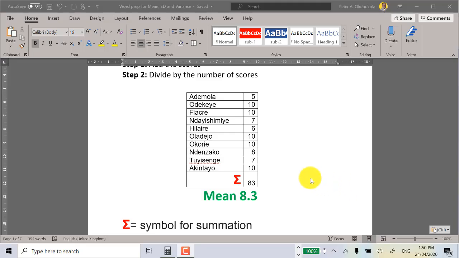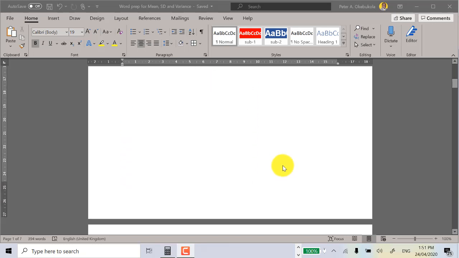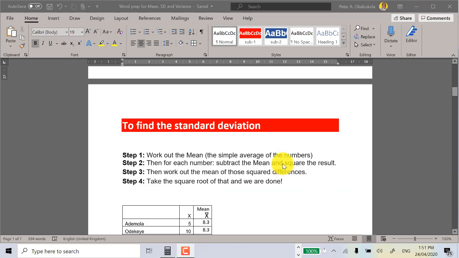So let's use the same data that we used for finding the mean. So this is the data. I will find the mean to be 8.3. What we want to do now is to find the standard deviation. There are 4 steps. You note that when we're finding the mean, we have 2 steps. Now we have 4 steps. Step number 1 is for us to find the mean, which we have done. Step number 2 is for us to find the deviation from the mean. That means subtract the mean from each of the numbers.